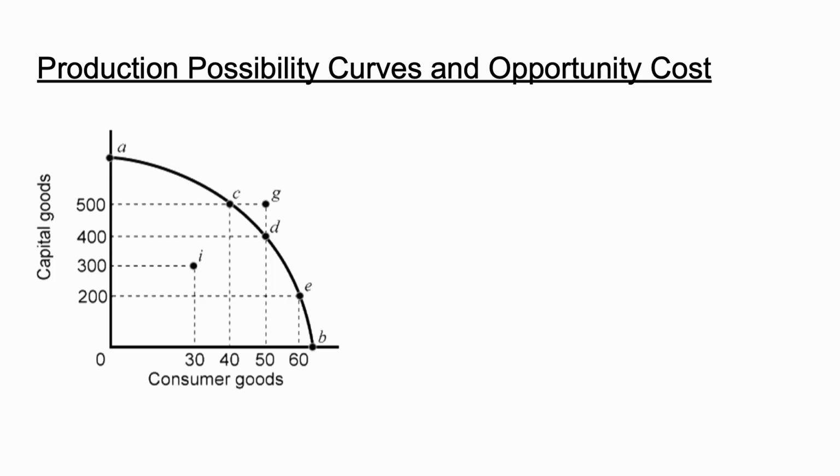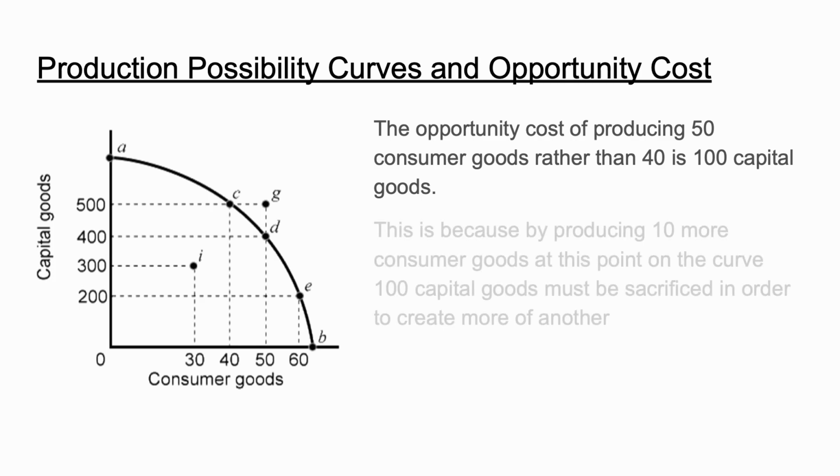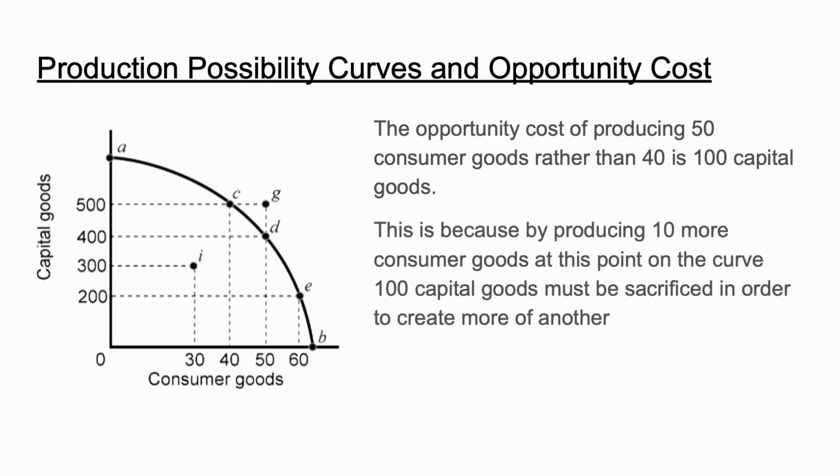On the left side of the screen is a production possibility frontier. As you can see, by moving from C to D, increasing consumer goods from 40 to 50, you're sacrificing 100 capital goods. So the opportunity cost of producing 50 consumer goods rather than 40 is 100 capital goods. This is because by producing 10 more consumer goods at this point on the curve, 100 capital goods must be sacrificed in order to create more of another good. This is because the economy is working on the curve, which means that it's at its most productive.